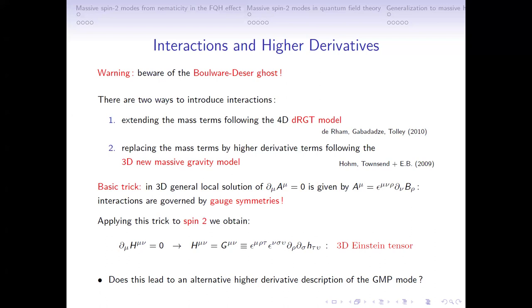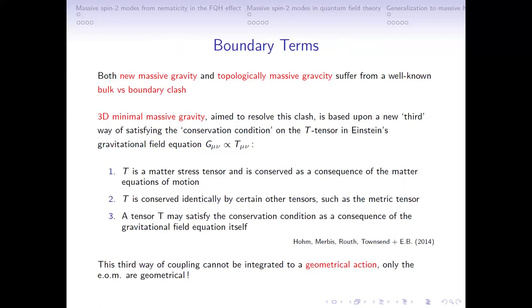The second thing is that if you do it relativistically, there's really a problem with three-dimensional gravity, because you can never make bulk and boundary nice. In the bulk you want gravitons with positive energy, and at the boundary you want a positive central charge, and somehow you can never have both at the same time. But we wrote a paper where we could do it, but we had to use a trick. Usually if you write down the Einstein equations and you add a tensor, then either this tensor is a stress tensor and is conserved as a consequence of the equations of motion, or it is, like in the fractional quantum Hall effect, conserved by itself. But there's another way, where this T satisfies the conservation condition, which you need for consistency, as a consequence of the gravitational field equation itself. It's highly non-trivial that you can do that, but we found that you can.